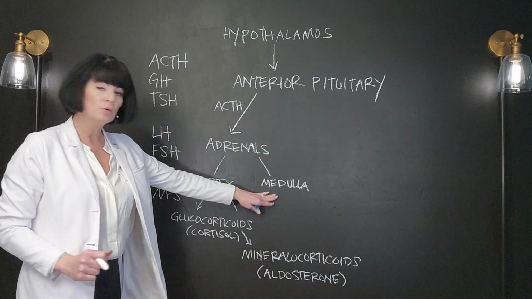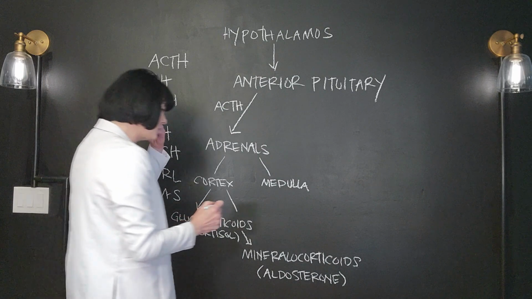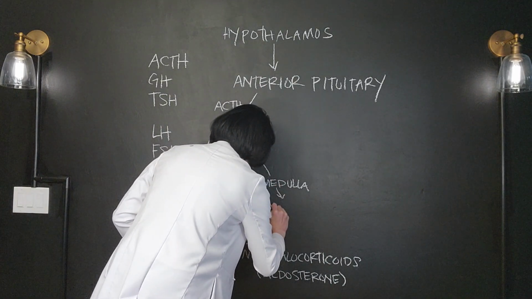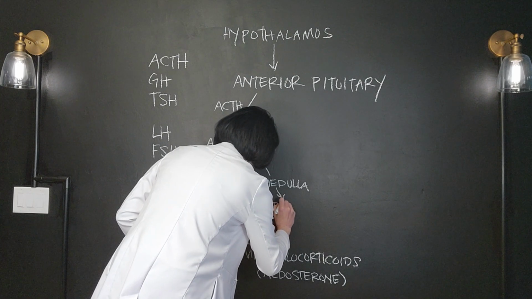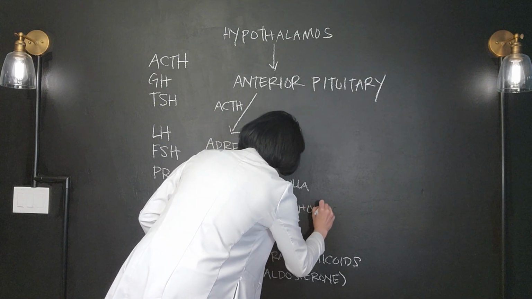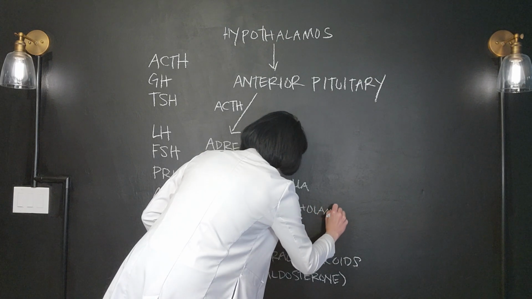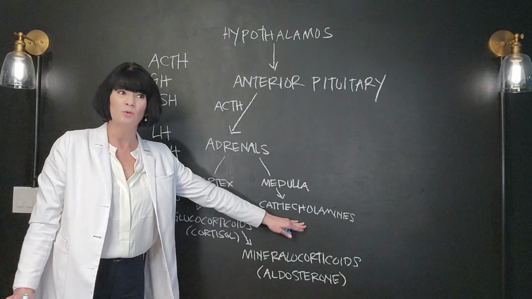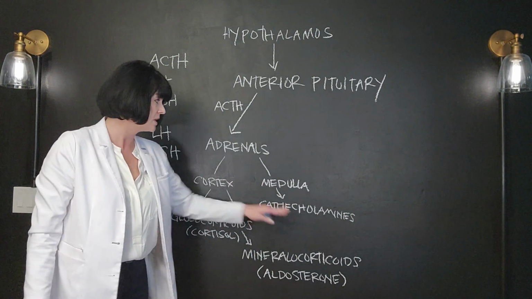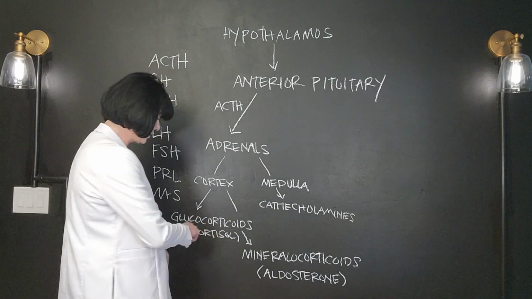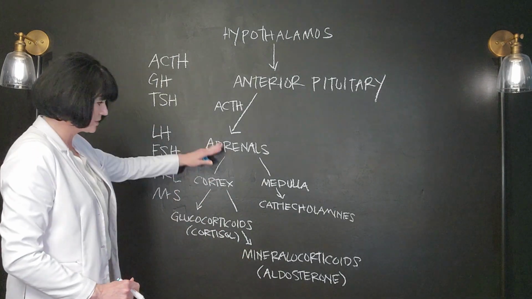So the medulla, which we are not focusing on, is where it produces what are called our catecholamines. That's our fight or flight. So when your body releases epinephrine or norepinephrine, that is coming from the adrenal glands, the medulla portion of it. But we're going to focus on our cortex.